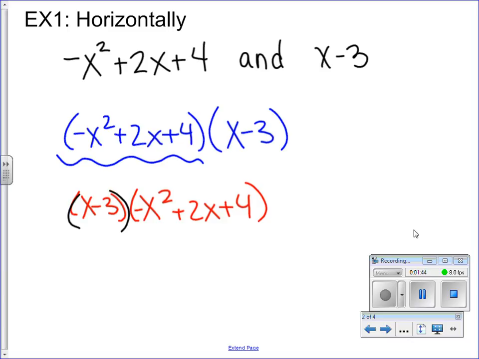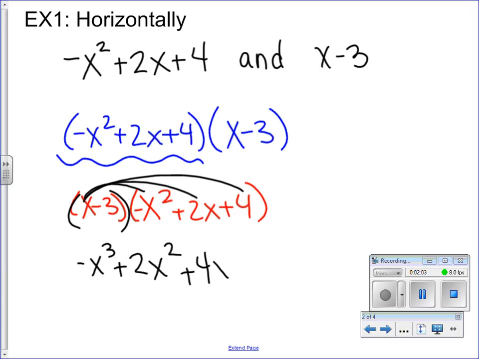So I'm going to start by distributing the x to all the terms in the second set of parentheses. So x times negative x squared is negative x cubed. X times positive 2x is positive 2x squared. And x times 4 is positive 4x. Okay, now I'm going to distribute the negative 3 to all of the terms in the second set of parentheses.